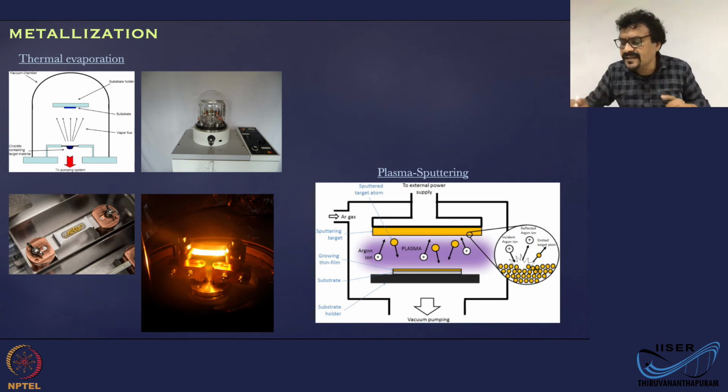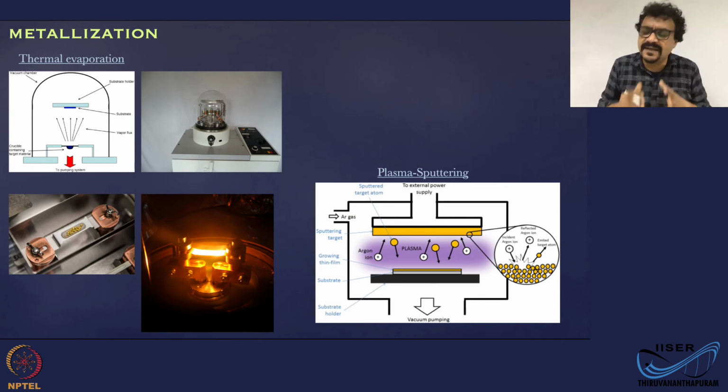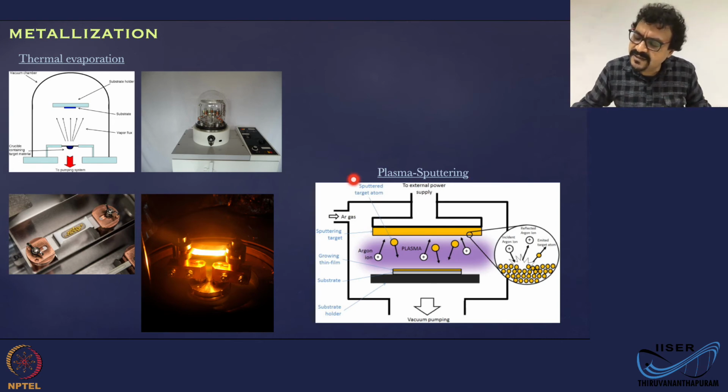Another technique generally used for metallization is sputtering. There are various different versions of this sputtering. It's called plasma sputtering, where you have a glow discharge plasma inside, a material which you want to coat, and the substrate where you want to coat it. This plasma is biased so that the metal, once it is sputtered out, will eventually get deposited on the substrate.